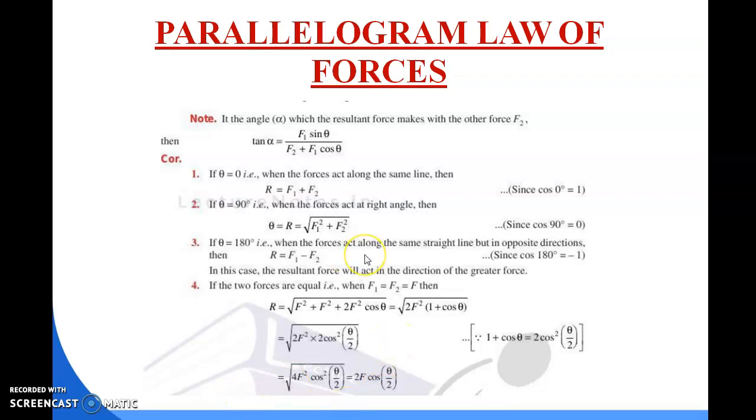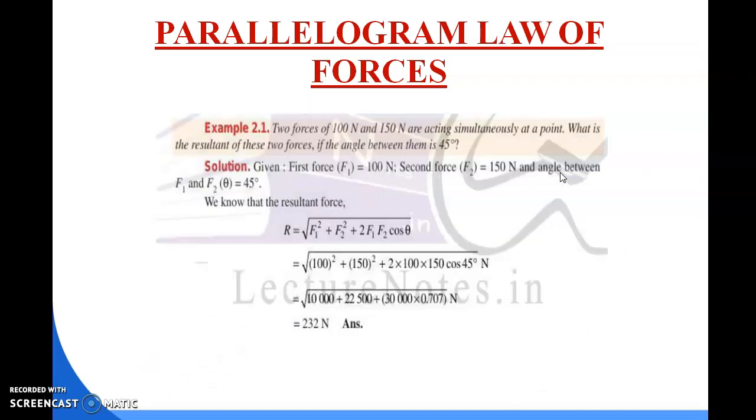Now, the problem related to the parallelogram law. Basically, in this problem two forces are given. Two forces of 100 Newton and 150 Newton are acting simultaneously at a point. What is the resultant of those two forces if the angle between them, alpha or theta, is 45 degrees?